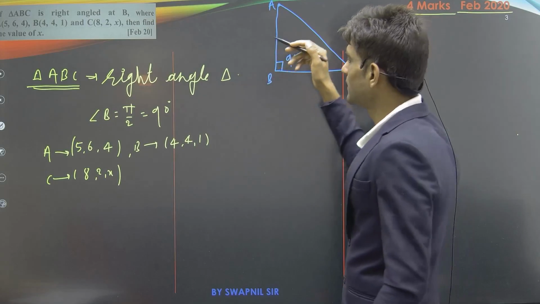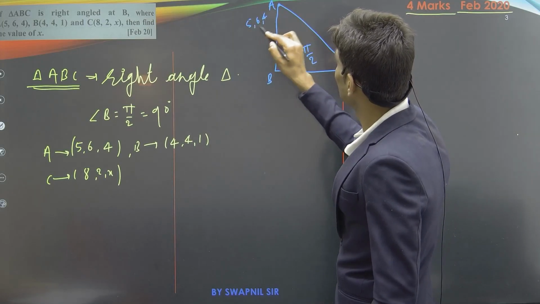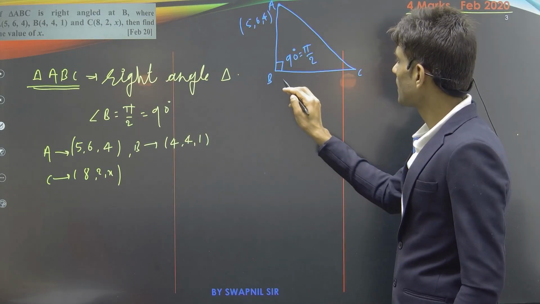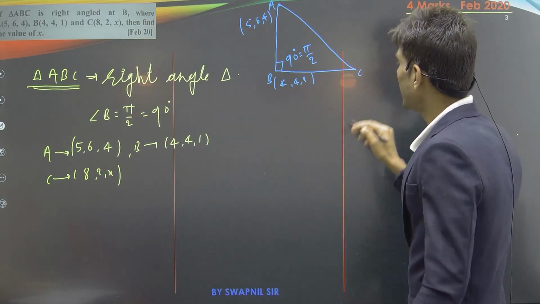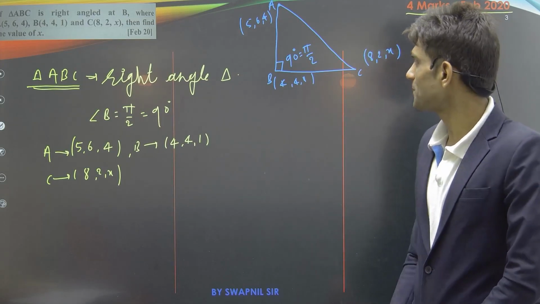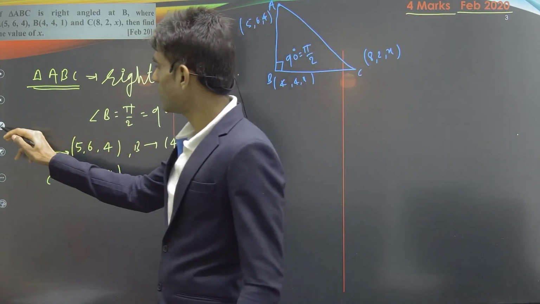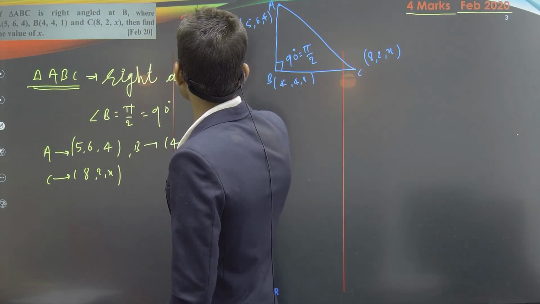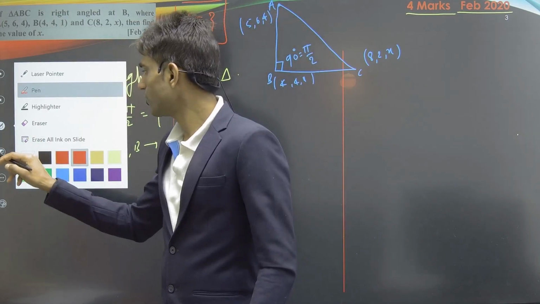Let me plot the vertices. Vertex A is 5, 6, 4. B is 4, 4, 1. And vertex C is 8, 2, x. We have three vertices given here, and we want the value for x. Always remember what we need to find, and follow the direction of what we want: the value for x.